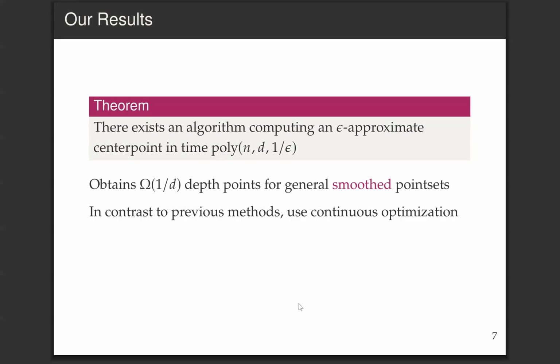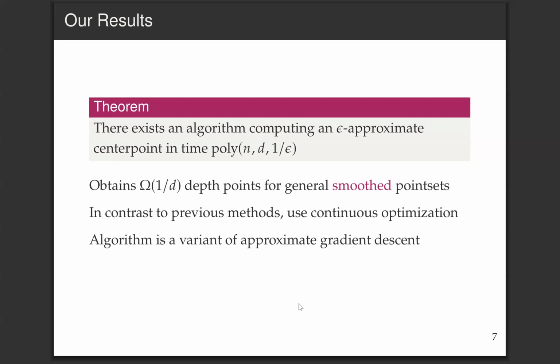In contrast to previous methods for computing these types of center points, this algorithm uses techniques from continuous optimization, and it's basically a variant of approximate gradient descent. The key contribution is in the computation of the approximate gradients used in this algorithm.